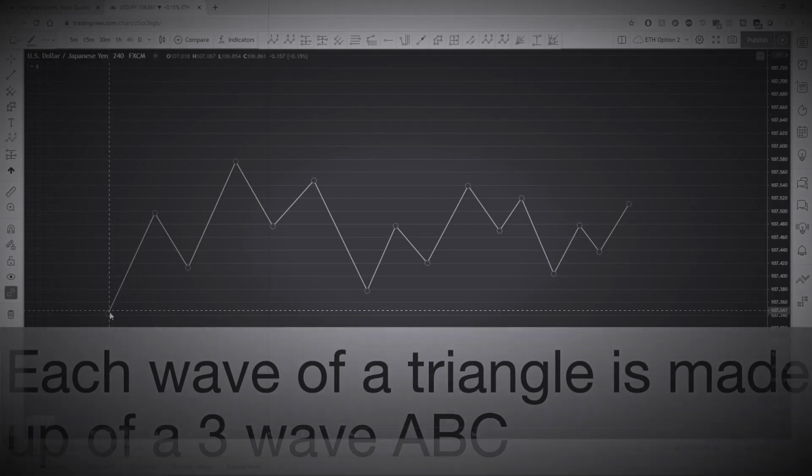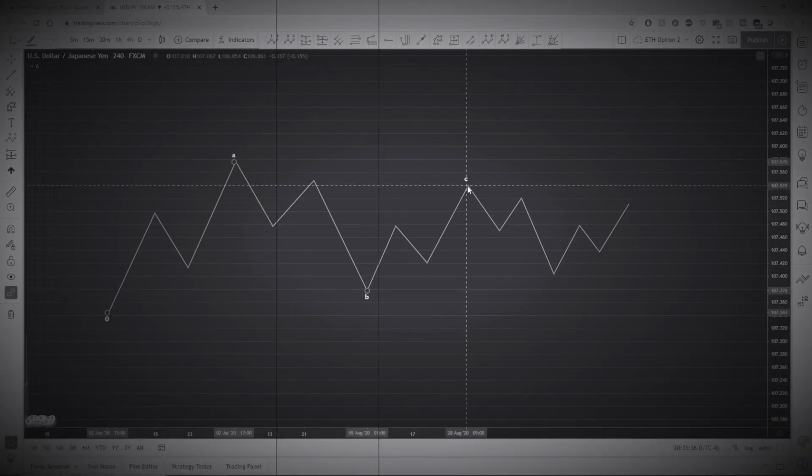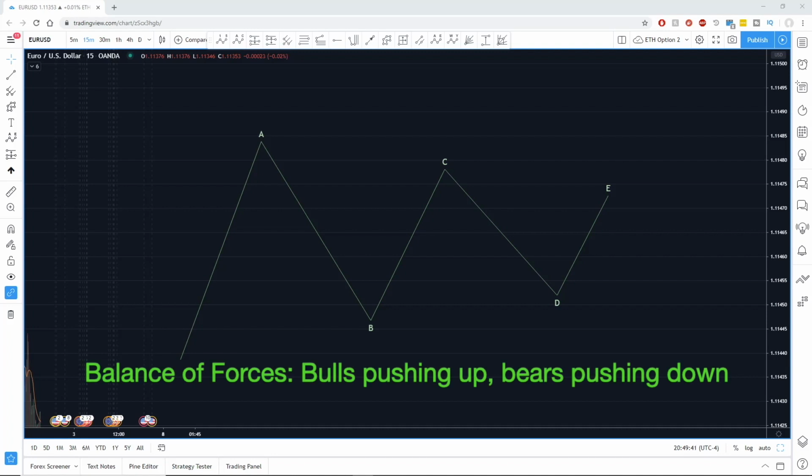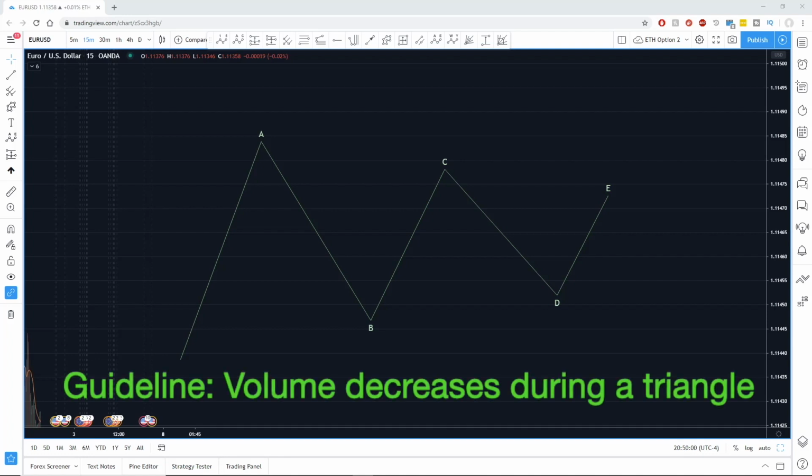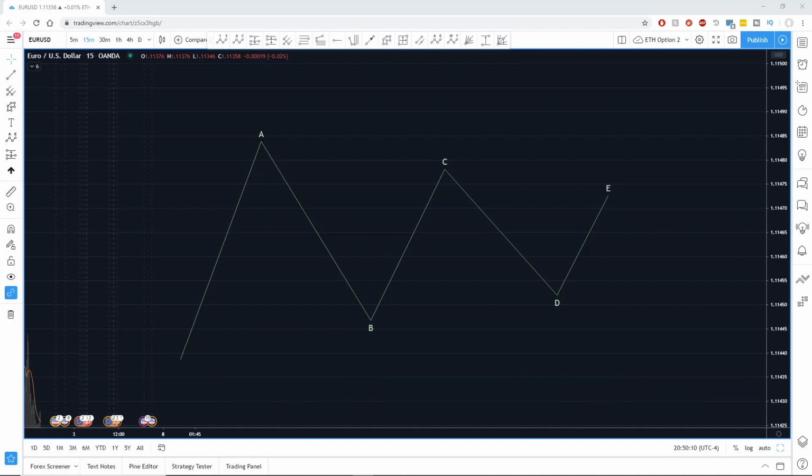Just to give you an overview of triangles, they basically represent a balance of forces. Bulls are trying to push the market upwards, and bears are trying to push it downwards, both with equal pressure. As a result, the market just goes sideways for quite a while. One super important guideline with triangles is that during this time, the volume decreases, and as a result, the volatility also decreases. Volume and volatility typically go hand in hand, and we almost always see both decrease when triangles are in play.